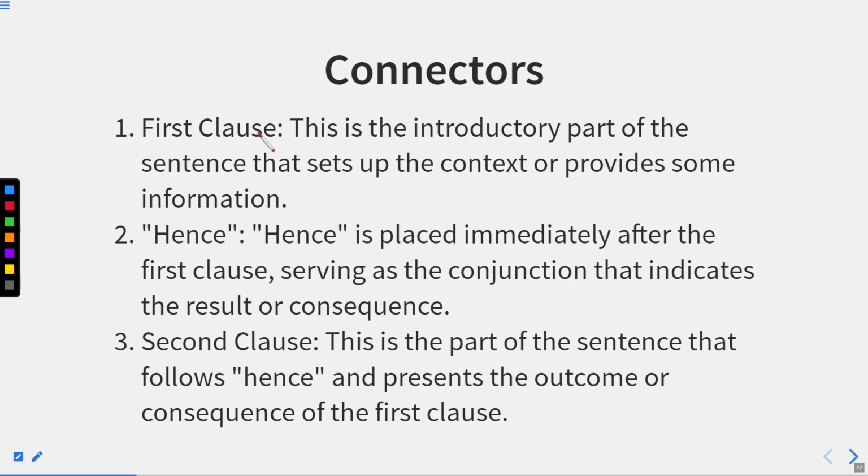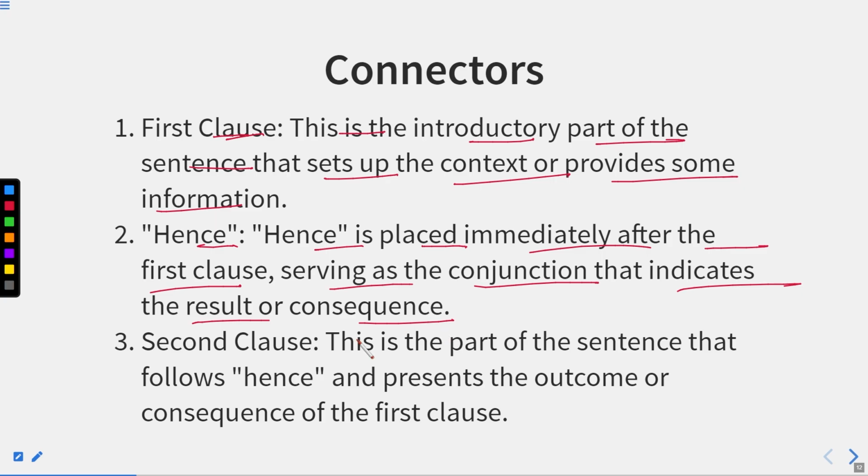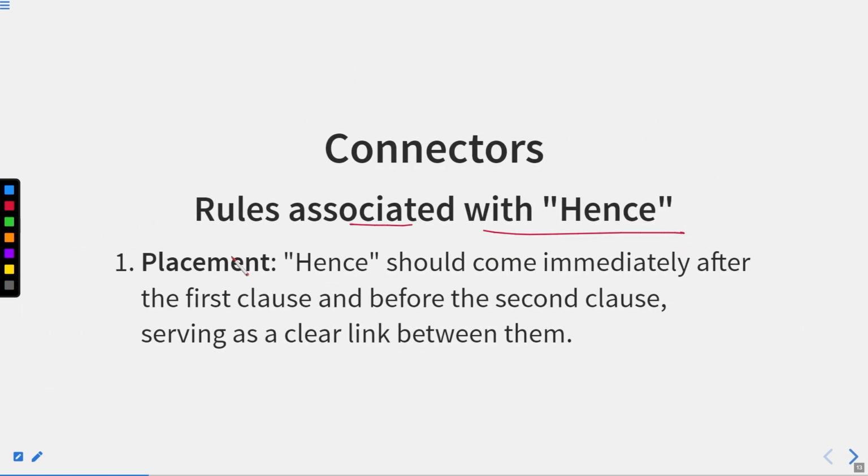First clause: this is the introductory part of the sentence that sets up the context or provides some information. Hence is placed immediately after the first clause, serving as the conjunction that indicates the result or consequence. Second clause: this is the part of the sentence that follows hence and presents the outcome or consequence of the first clause. Rules associated with hence placement. Hence should come immediately after the first clause and before the second clause. Now, hence can be placed in the middle of the sentence only. It cannot begin the sentence, serving as a clear link between them.